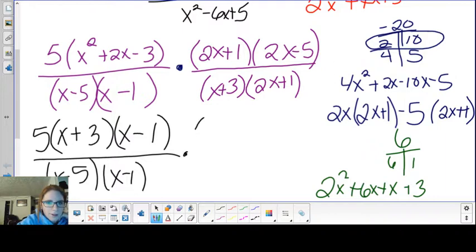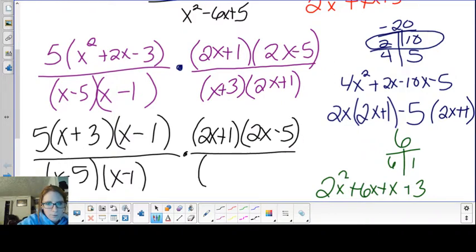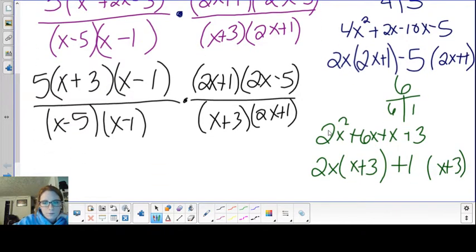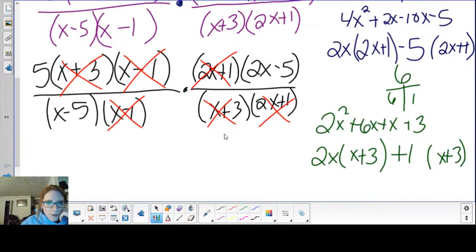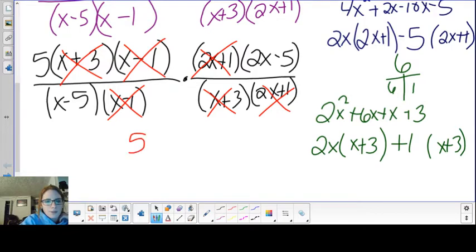Now we can go ahead and try and cancel stuff out. So say goodbye to my x plus 1s. Say goodbye to my 2x plus 1s. Say goodbye to my x plus 3s. And all I have left is 5 times 2x minus 5 over x minus 5.